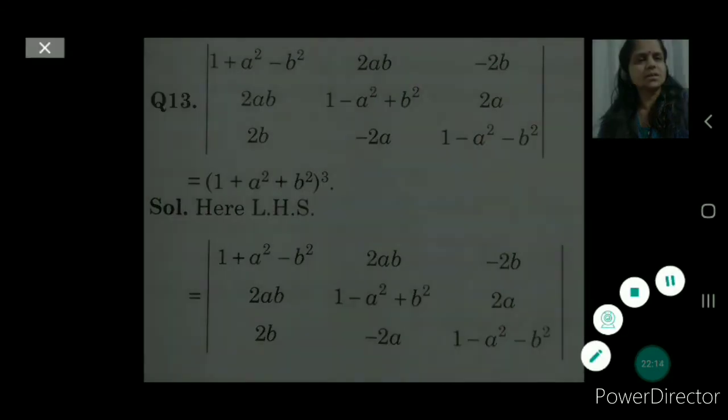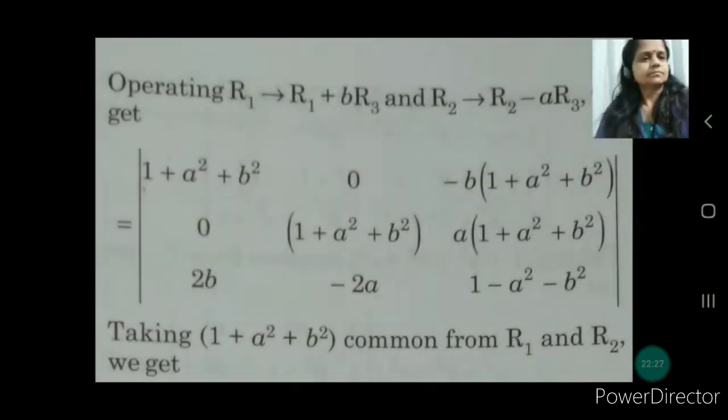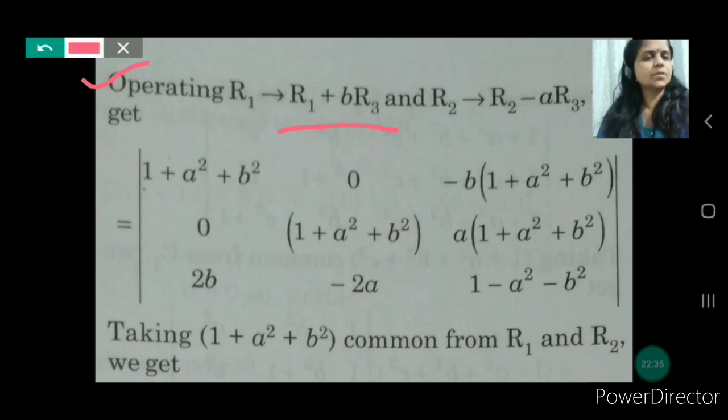Question number 30. The determinant is given, and we have to prove it is equal to 1 plus a square plus b square, whole cube. First operating r1 plus b r3, and r2 minus a r3, which means first multiply the elements of r3 with b and then add to r1. So here you will get 1 plus a square plus b square, 0, and minus b into 1 plus a square plus b square in the first row.